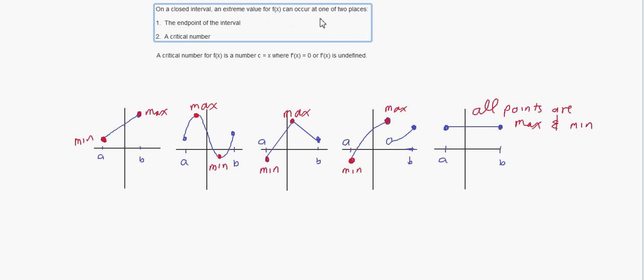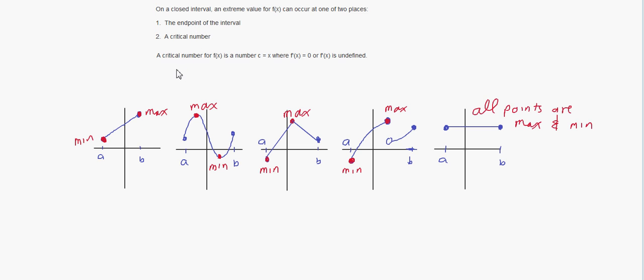The extreme values can occur at two places. So either at a critical number, which we haven't defined yet. You've probably heard this in class already. A critical number is a number where the derivative is either 0 or undefined. Okay, so a critical number for a function is where the derivative is 0 or undefined. That's not too complicated of a concept. And a critical number is where max and mins can happen, and they can also happen at the endpoint of a closed interval.